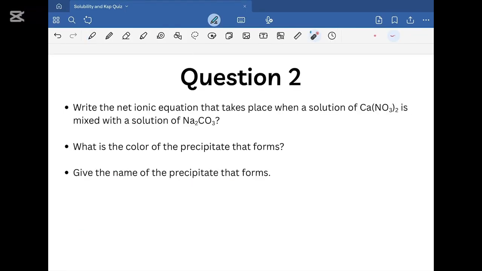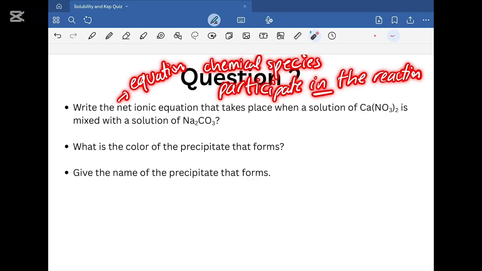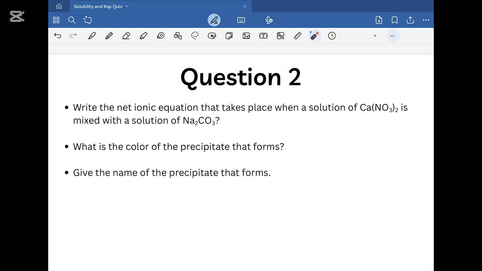Question 2. Write the net ionic equation that takes place when a solution of Ca(NO3)2, which is calcium nitrate, is mixed with a solution of Na2CO3, which is sodium carbonate. Now, the net ionic equation is the equation in which I show only the chemical species that participate in the reaction and form the precipitate. So only the species that participate in the reaction, we are going to use them to write the net ionic equation. So first I have Ca(NO3)2 reacting with Na2CO3.